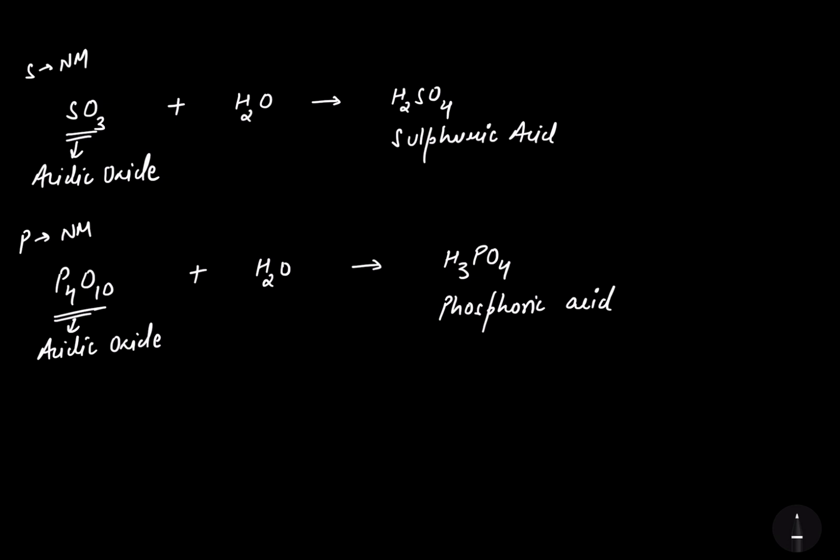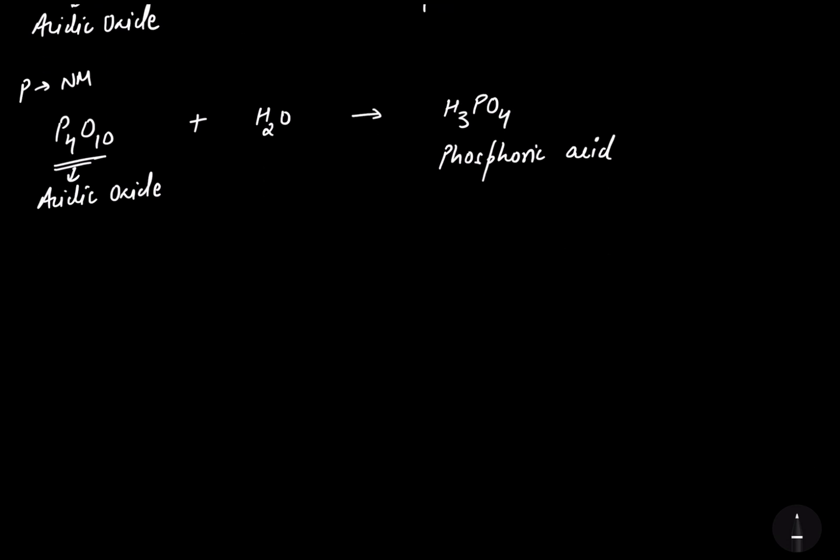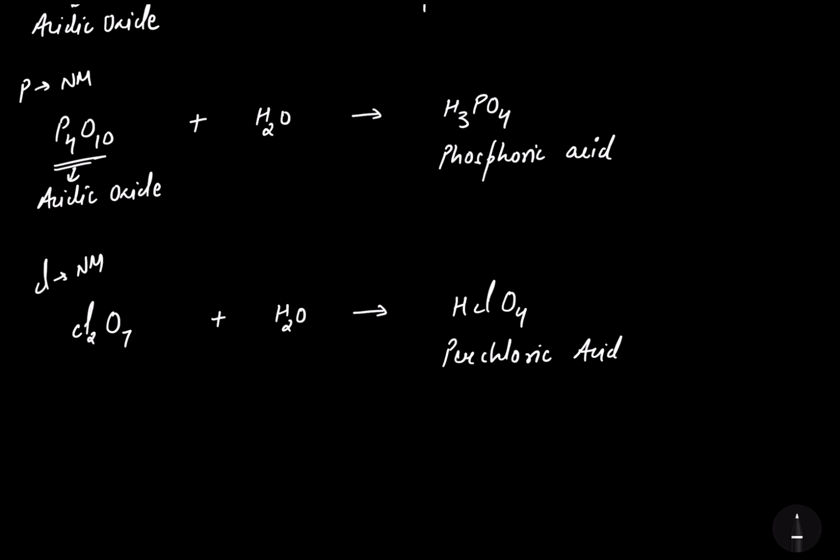Now let's take an example of a halogen. I'm taking the oxide of chlorine, that's Cl2O7. Cl2O7 on reaction with water forms HClO4, that's perchloric acid. Chlorine is a non-metal, and the oxide of chlorine has formed an acid, that's why Cl2O7 will also be an acidic oxide.